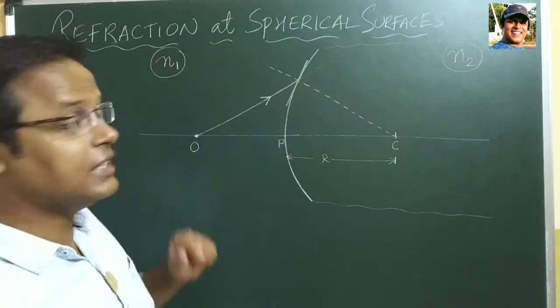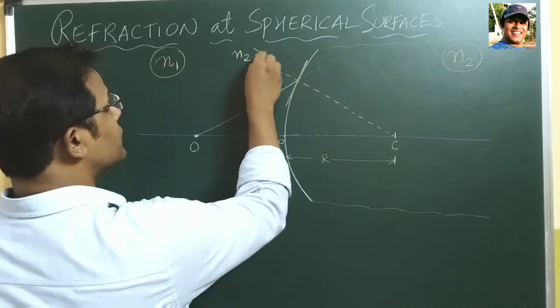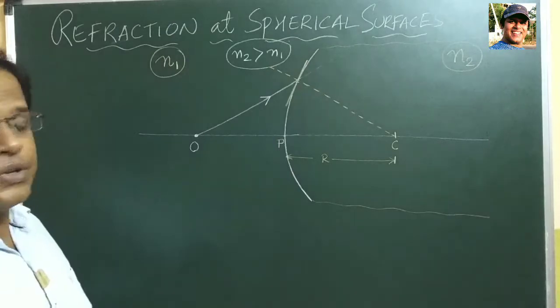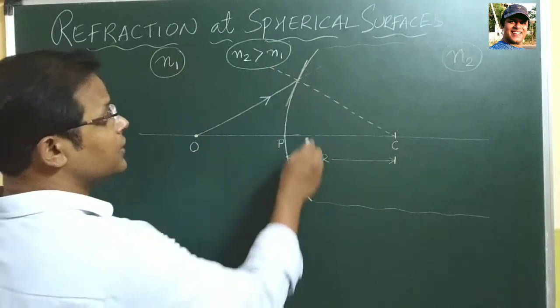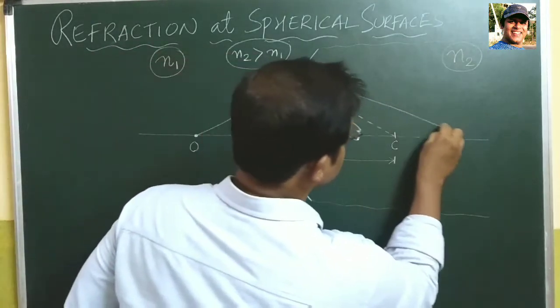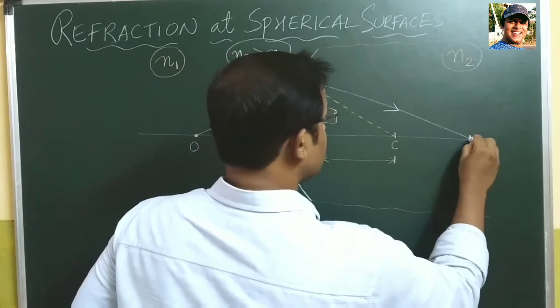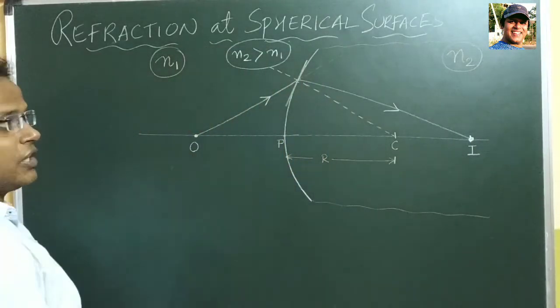Now this ray of light should have gone straighter, but definitely won't go that way. Let us visualize the condition. Let me put the condition here, that N2 is greater than N1. So if N2 is greater than N1, the ray should bend towards the normal. Let us say it bends something like this. That's it. And here you get the image formation for this point object O.